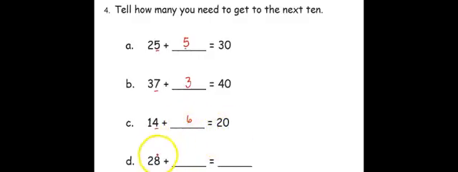And finally, I have 28. Well, the next 10 would be 30, and then I would need 2 to get me to 30, because 8 plus 2 is 10. That means 28 plus 2 would take me to the next 10 as well. So this sort of addition will help us when we start adding numbers that will actually go beyond the next 10.